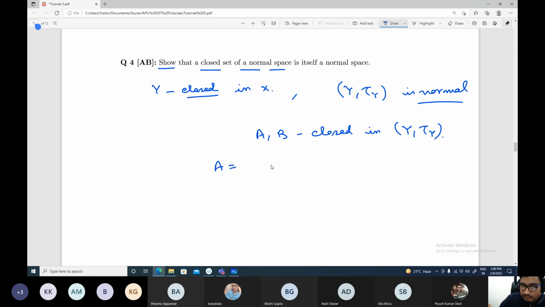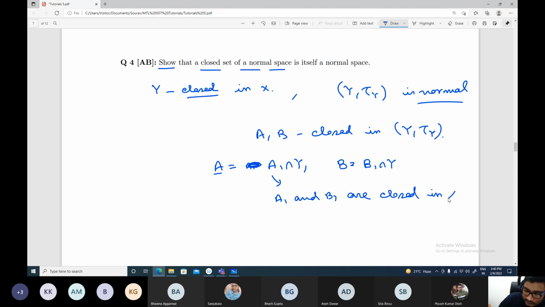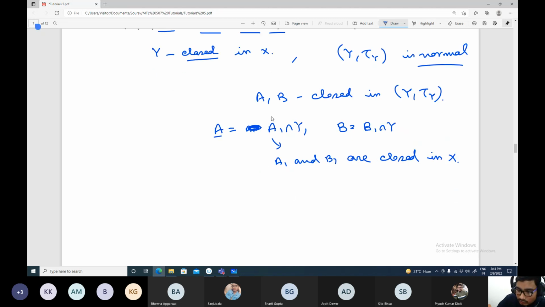Then A equals A intersection Y. There will be, we first take some other set, say A1 intersection Y, and B will be B1 intersection Y, where A1 and B1 are closed in X. Now this is closed in X, this is closed in X, therefore this is closed in X. So A is closed in X. Also B is closed in X.